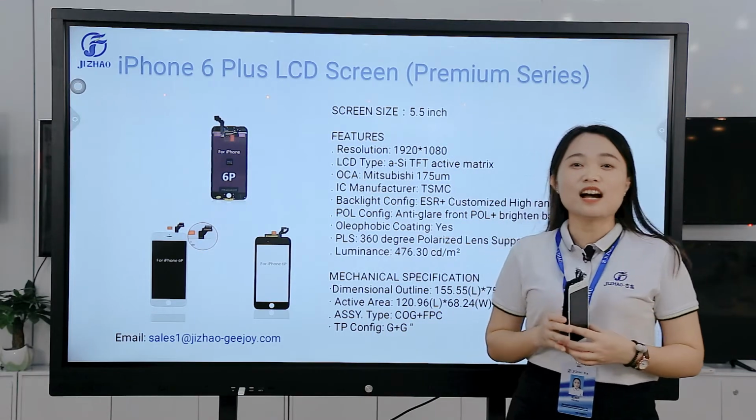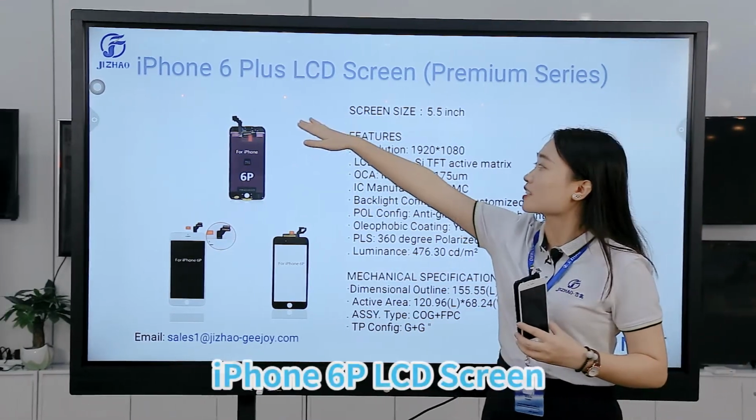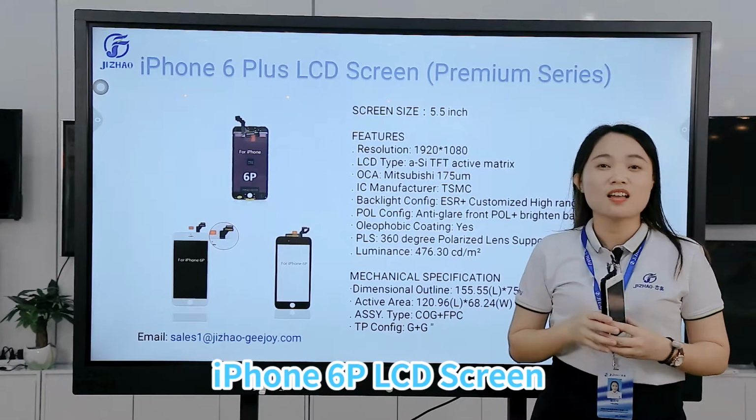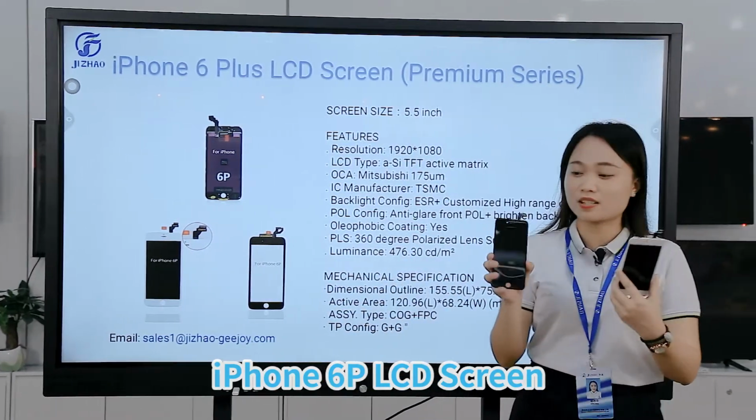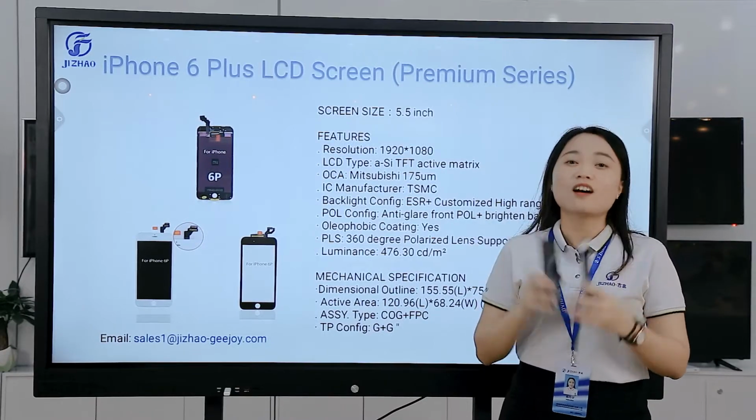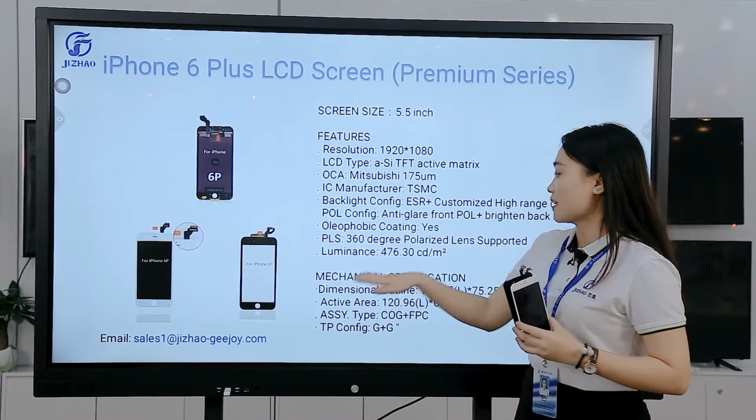Hello, I'm Seven. Here I would like to introduce the iPhone 6 Plus LCD screen, and there are two colors, white and black, and this is physical. Okay, next I would like to introduce the specification.